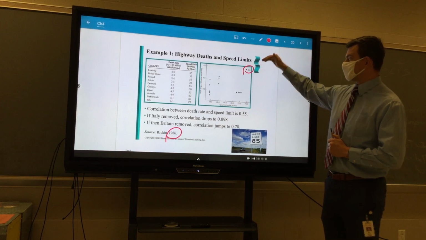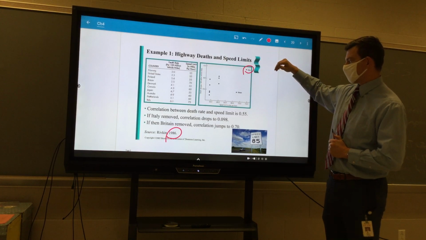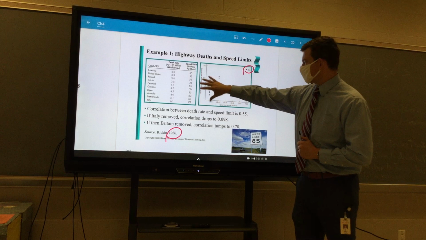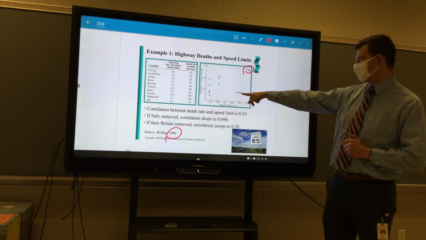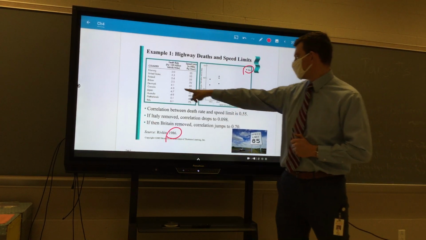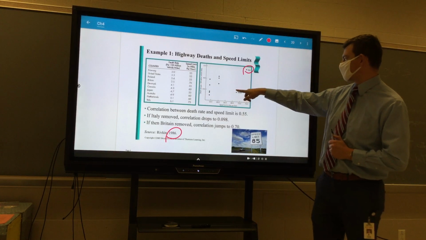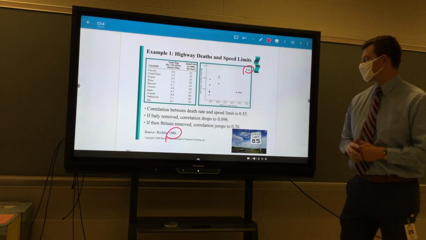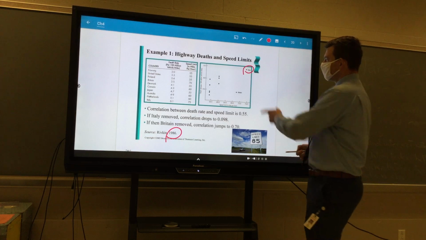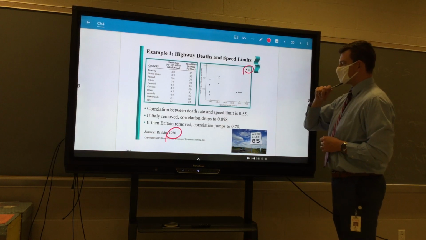Maybe it's not a surprise that they have the highest highway death rate. But looking at the rest of this, Britain is the other one that stands out. They have 3.5 deaths, and then 70 miles an hour is their maximum speed. Okay, so let's look at our outliers here.